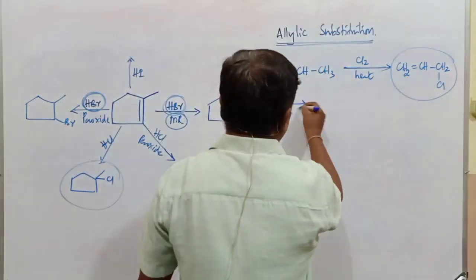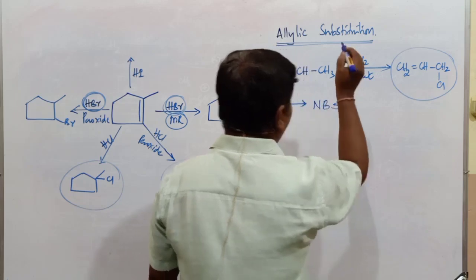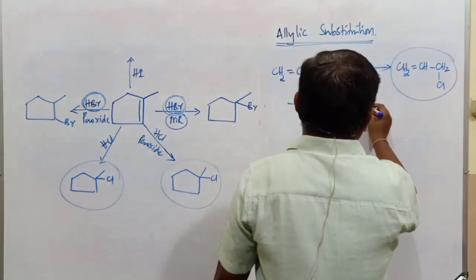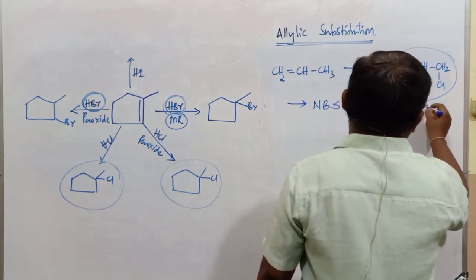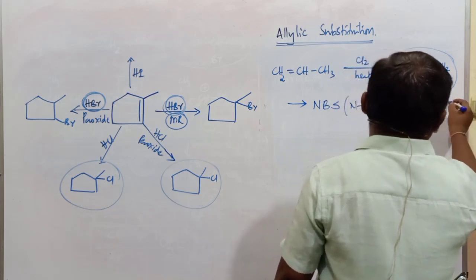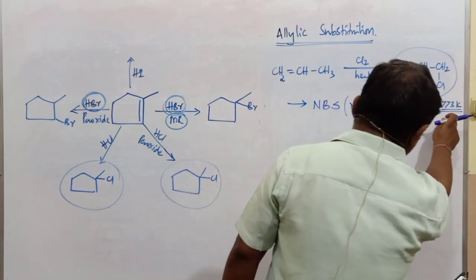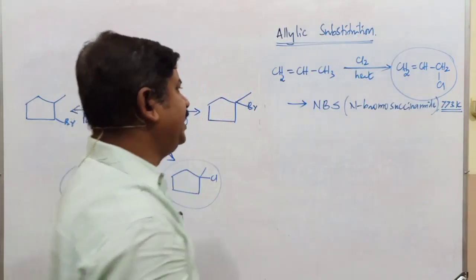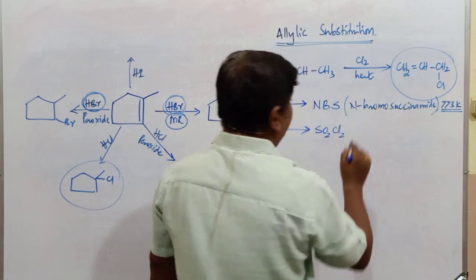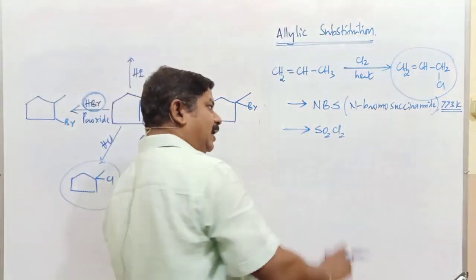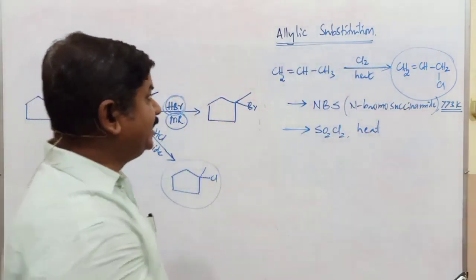The same allylic substitution is also possible in presence of one more reagent, commonly known as NBS. What is NBS? It is N-bromosuccinimide. In presence of this reagent at 773 Kelvin, when any alkene is treated with N-bromosuccinimide, the same type of allylic substitution takes place. One more reagent is SO2Cl2, called sulfuryl chloride. In presence of sulfuryl chloride also, the same type of allylic substitution takes place.